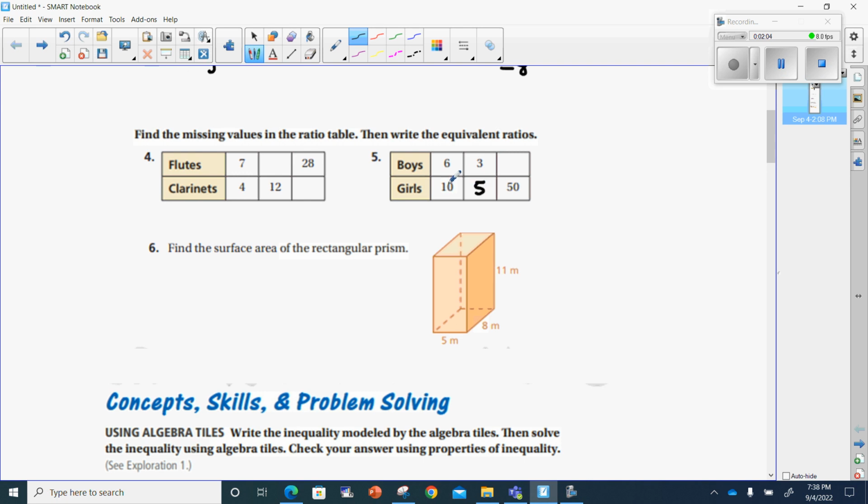And over here, what happened? Well, 10 got multiplied by 5, right, to get to 50. So 6 multiplied by 5 will get to 30.